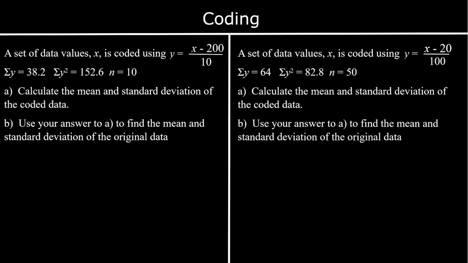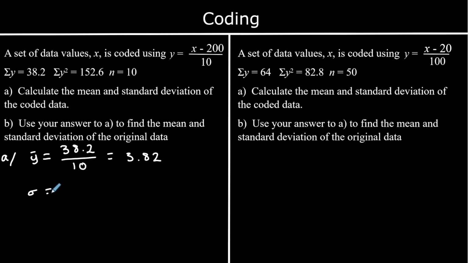A set of data values x is coded using y equals (x minus 200) over 10. And we've got the summary data, we've got the sum of the y's, the sum of the y squareds, and n. Calculate the mean and standard deviation of the coded data. So the mean is add them all up and divide by how many? So it's 38.2 over 10, 3.82.